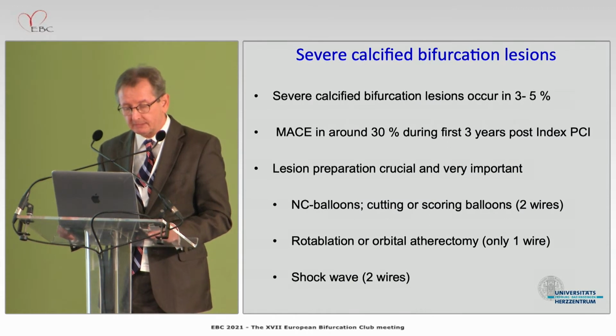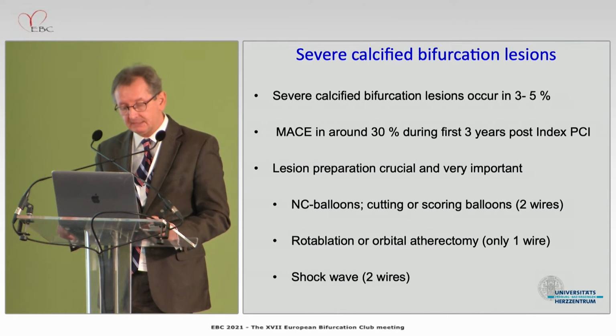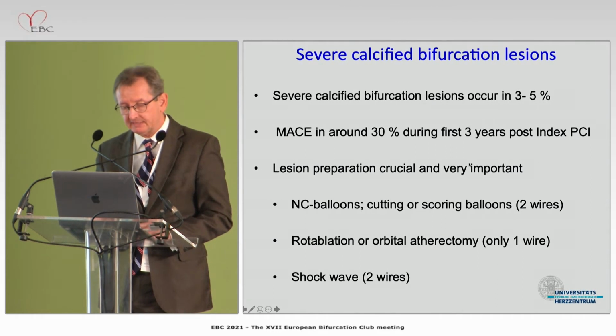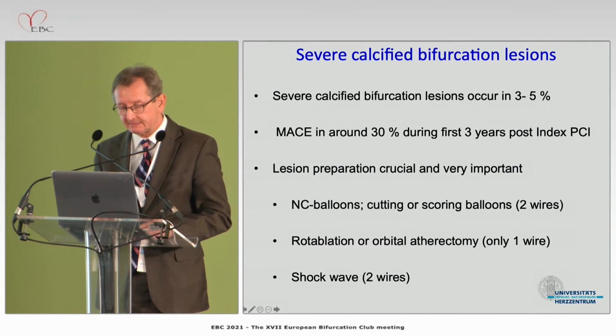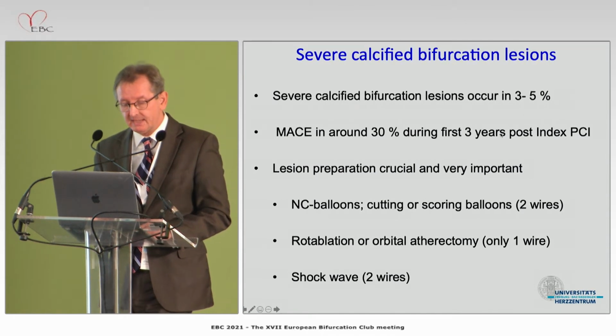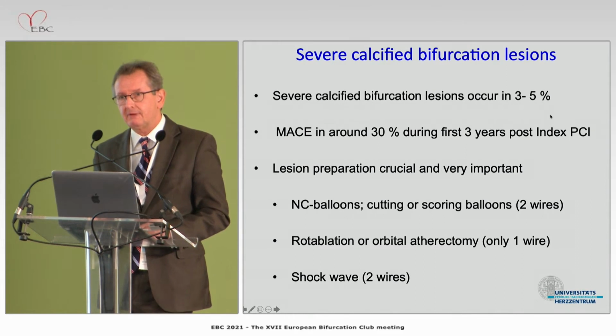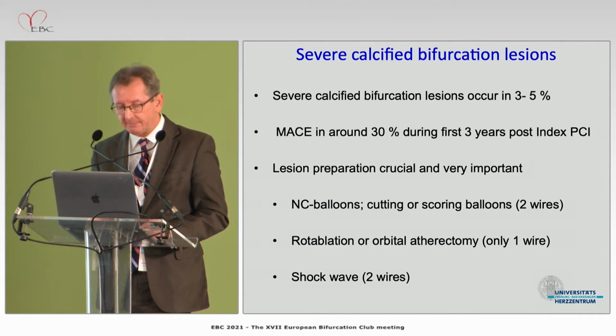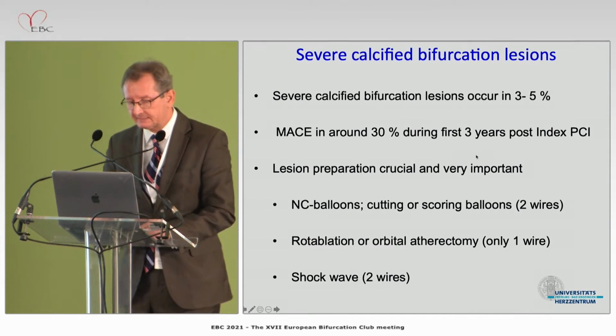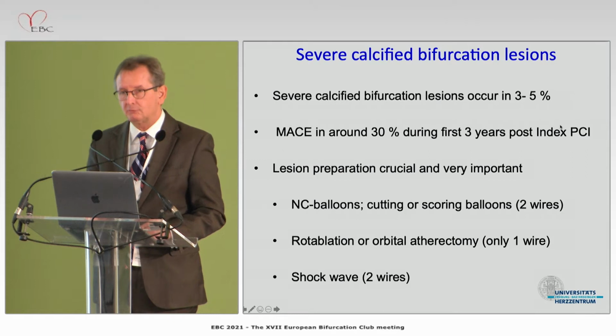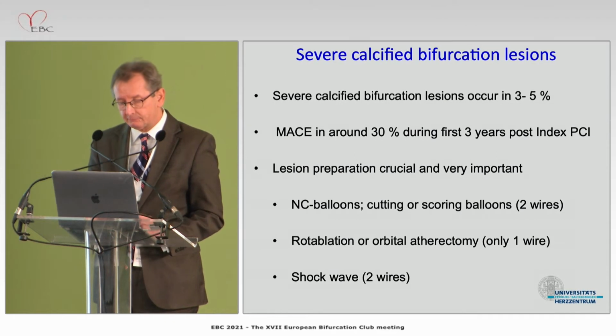So you can go ahead with standard balloons. You can use cutting or scoring balloons. They are, of course, also a bit bulky, but if you go by standard approach, you can use 2 wires and you can have 2 wires in position. If you have to prepare the lesion with a debulking technical approach like rotablation or orbital atherectomy, the point is very clear. Then you have to remove at least 1 wire, so you have only 1 wire in position.